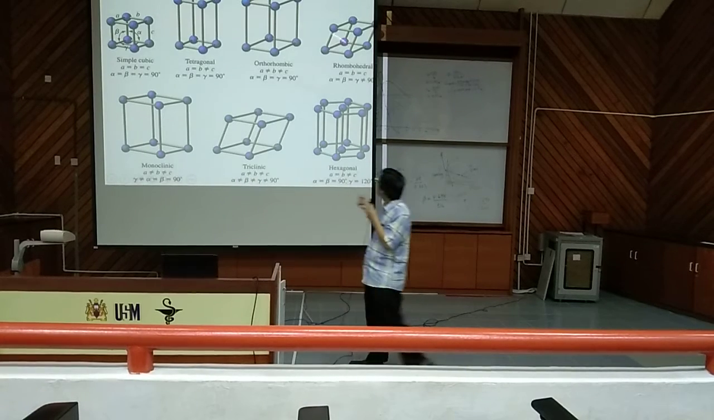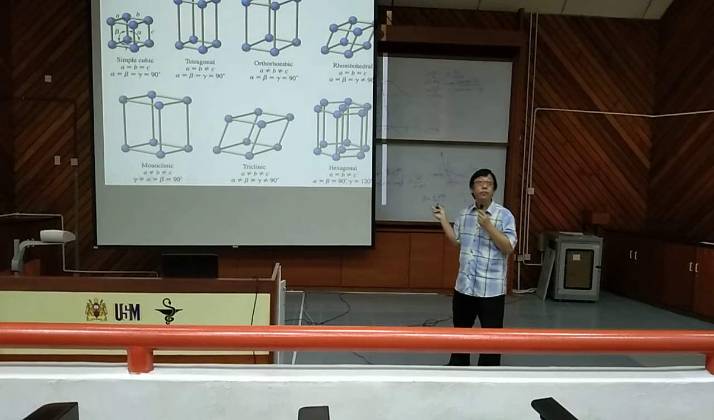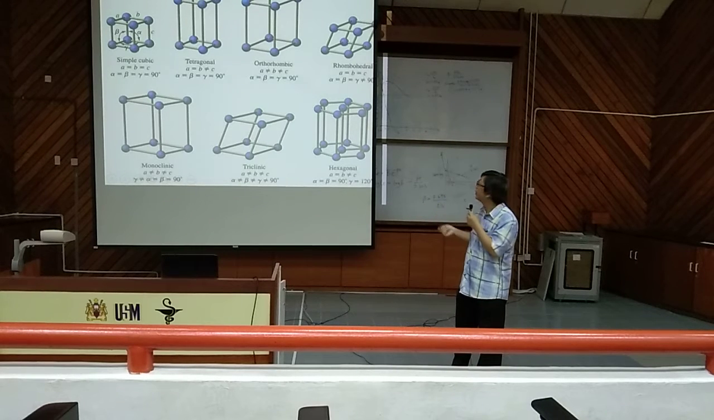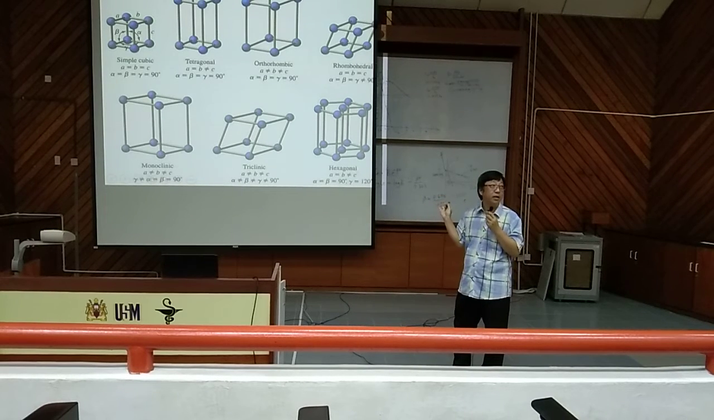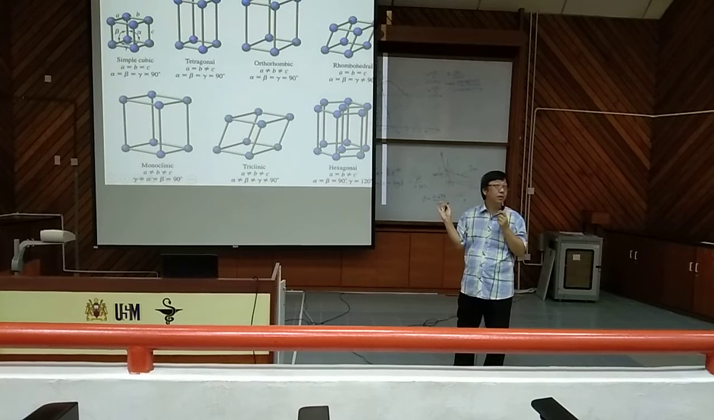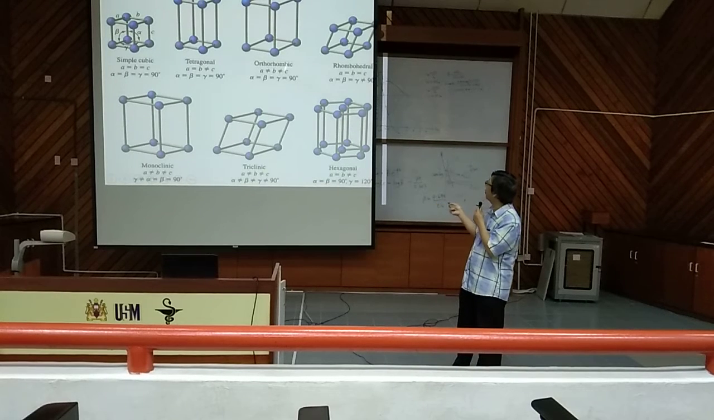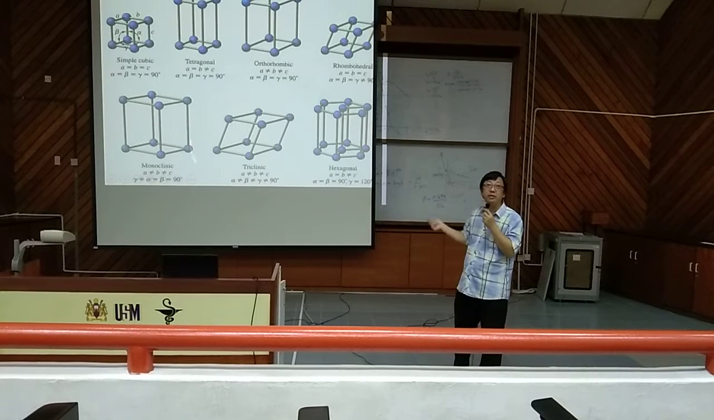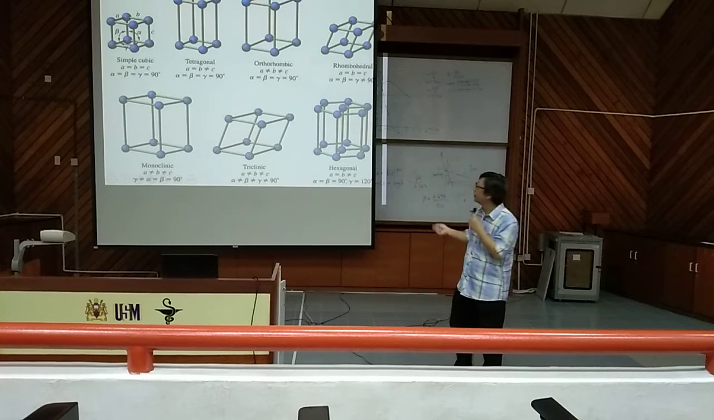Okay, look at this. You still remember? All these are different crystals. You have cubic, tetrahedral, orthorhombic. These are the basic crystals. So usually when you talk about crystalline form, these are the seven forms.